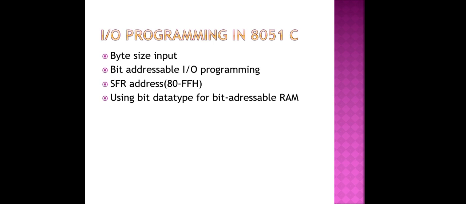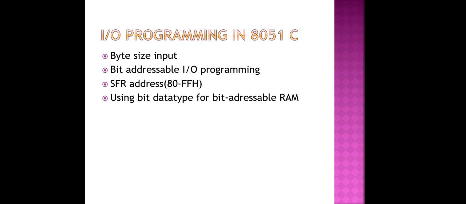This is the byte size programming. And bit addressable IO programming: the IO ports P0 to P3 are bit addressable. Then we can access a single bit without disturbing the rest of the port. We use the sbit data type to access a single bit of P0 to P3. In the same way, the port value 0, 1, 2 or 3 is given in bit addressable IO programming.